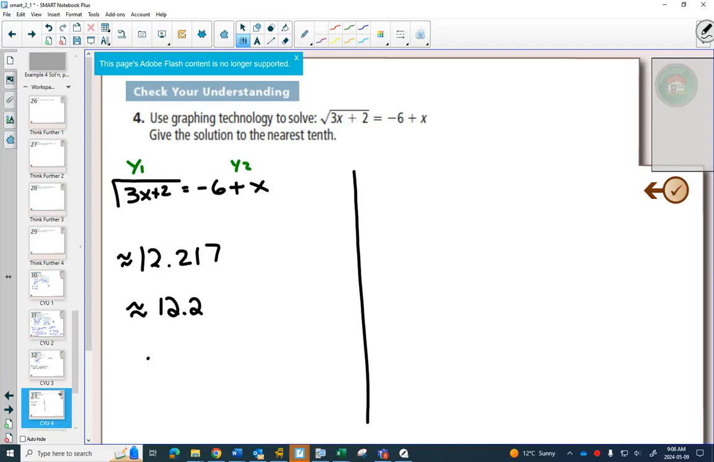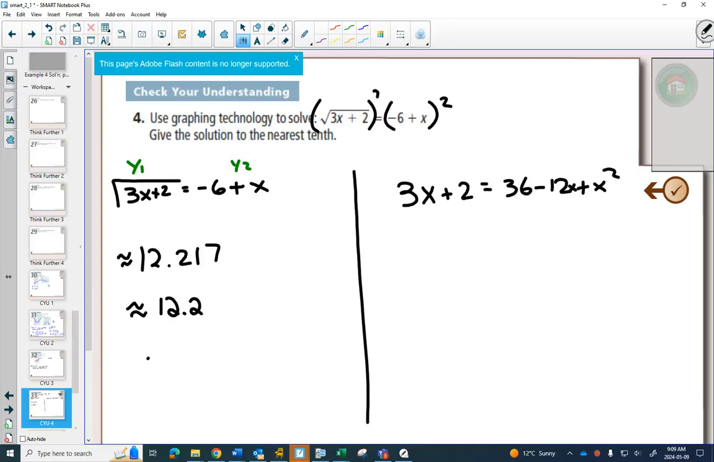If you didn't have a graphing calculator, we have to remember from grade 11, how do you solve square root equations? Well, you want to get rid of the square root. How do you get rid of a square root? By squaring, right? And if we want to square, we need to make sure that that square root is all by itself, which it is on one side. So if I squared both sides, this side would become 3x plus 2. And if I squared this side, I'm going to have to FOIL it out. It's going to become 36 minus 12x plus x squared. So you'd have to multiply that out and FOIL it out and do all the distribution.